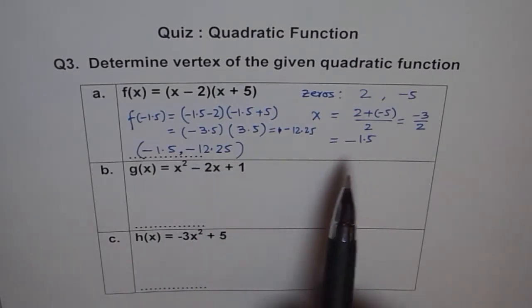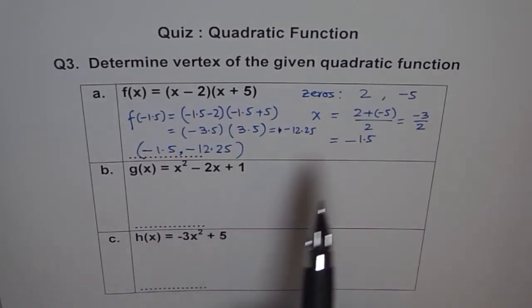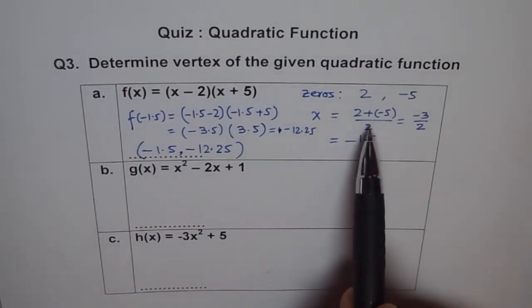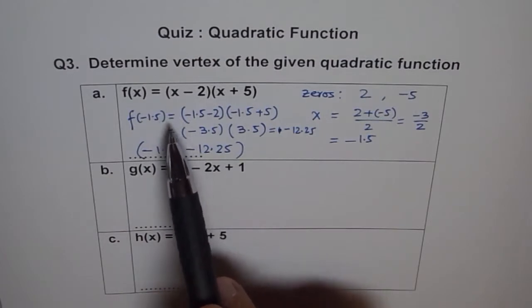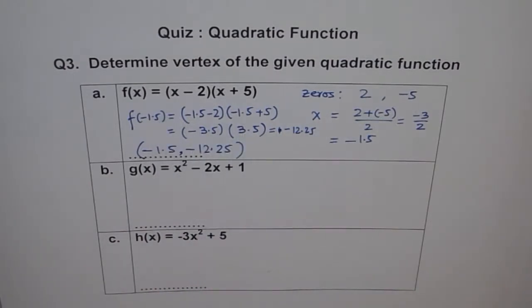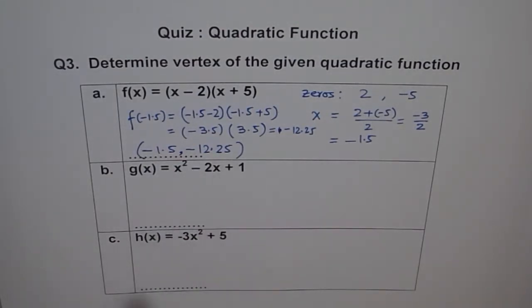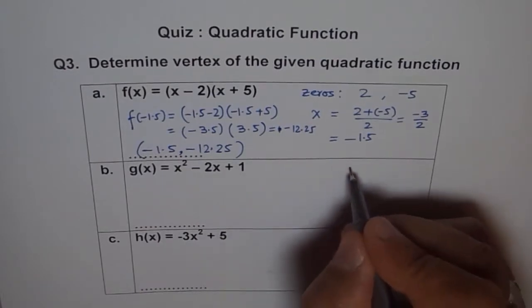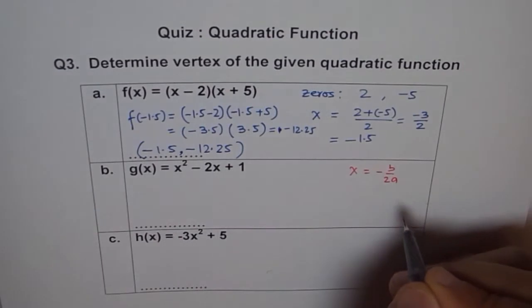I hope you understand the way we found the vertex from the factored form. So find your zeros. The average of zeros will give us the x coordinate of the vertex. Plug in the x coordinate and find the y value at that point. Okay. Now, part B. Here we are given standard form. In standard form, to find the vertex, we can always use axis of symmetry as x equals minus b by 2a, correct? And calculate the x value.